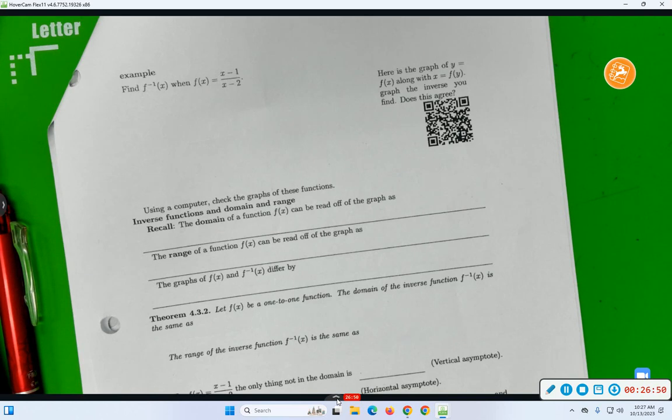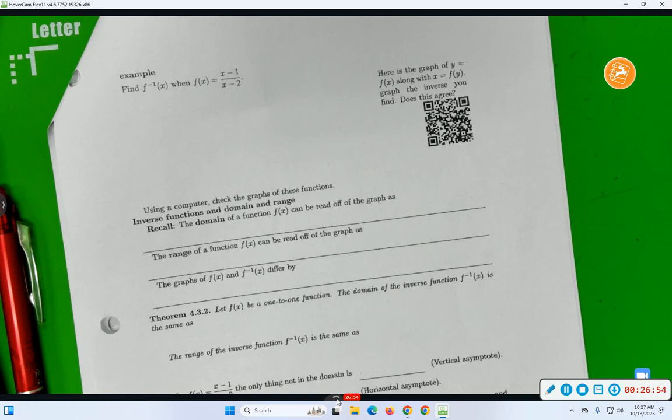How many people feel comfortable that they could find this inverse function, that they know what to do? All right. How many people would like me to talk through at least the first couple steps of finding this inverse function? All right. So let's at least set up this problem, and then we'll see how much people want me to do and how much they think they'll do on their own.